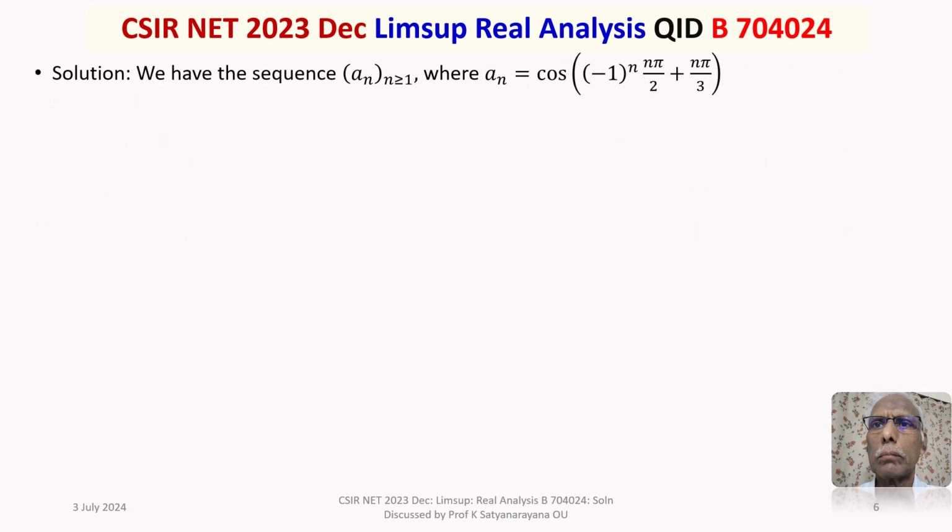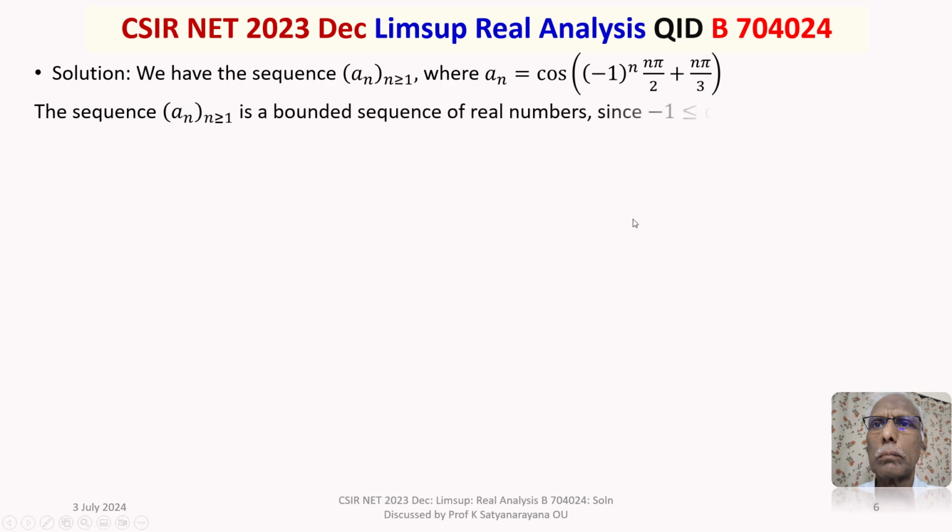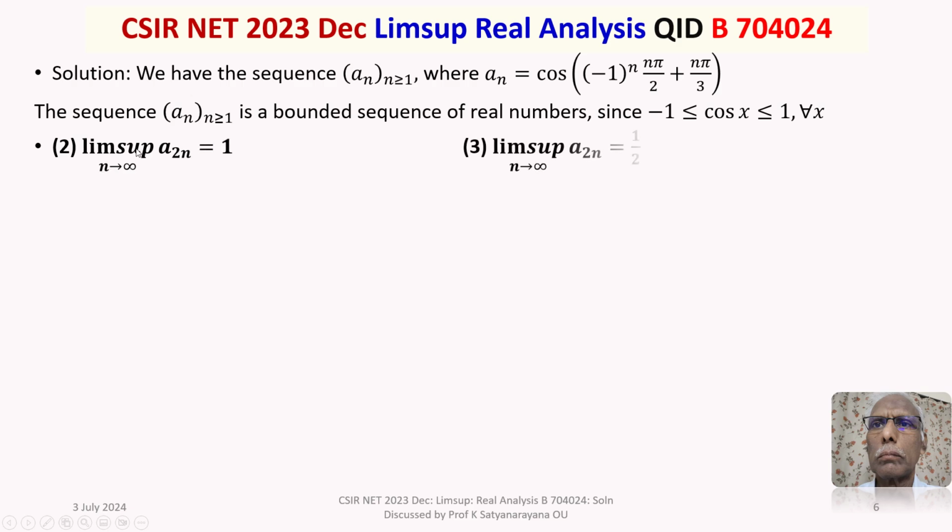So we have the sequence, the nth term is given, and we have already noted that this sequence is a bounded sequence of real numbers. Now let us take option 2, limit superior of a_2n as n tends to infinity is 1. Option 3, limit superior of a_2n as n tends to infinity is 1 by 2. Right. So what is a_2n? a_2n is a subsequence of a_n, n equal to 1 to infinity.